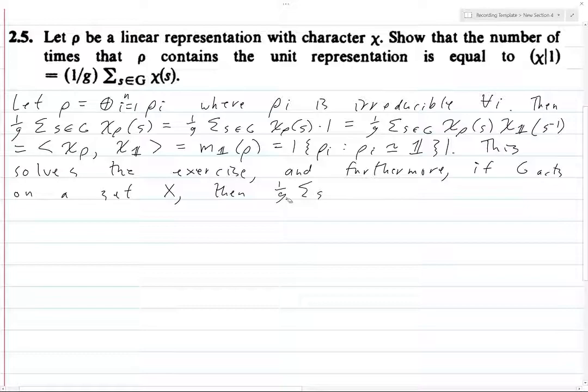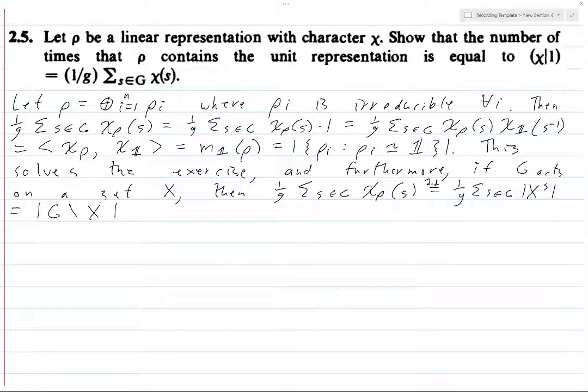sum over s in G chi rho of s is equal to, by exercise 2.2, 1 over G sum over all s in G of the number of elements of X which are fixed by s under the action of capital G on capital X. But this is equal to G mod X, because the second one is by Burnside's lemma.